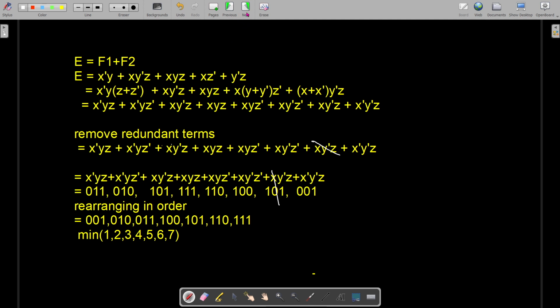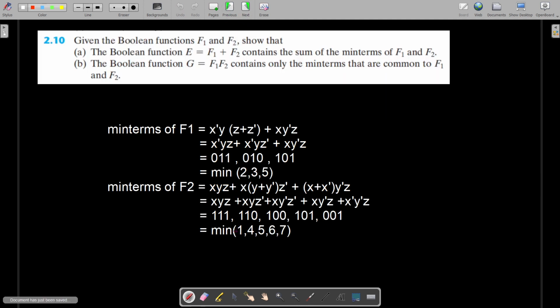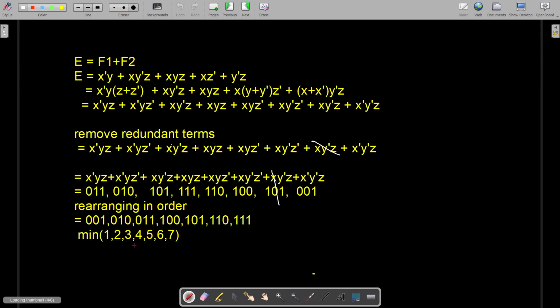So if you check it back, that is what are the minterms we have in this. Here it is 2 3 5, here it is 1 4 5 6 7. So if you include both the terms, like 1, then this 2, then this 3 and 4 from here, and 5 is included in both the functions, then 6 is there and 7 is there. Okay, so this is what we got here. The E function, which is the ORing of f1 and f2 function, contains all the minterms of f1 and f2. Okay, so that is proved.